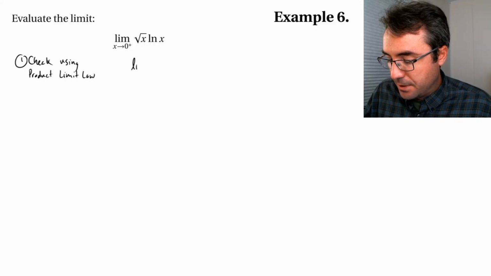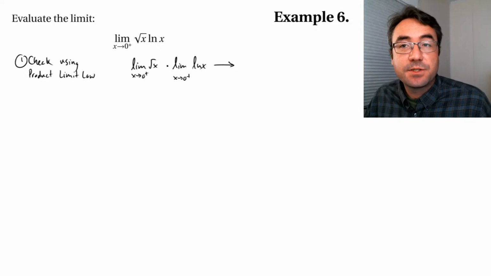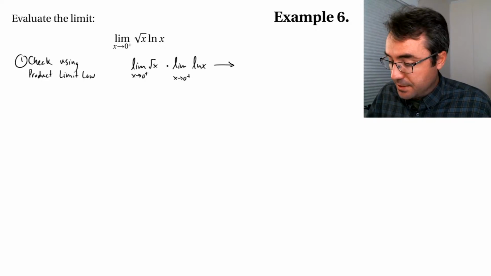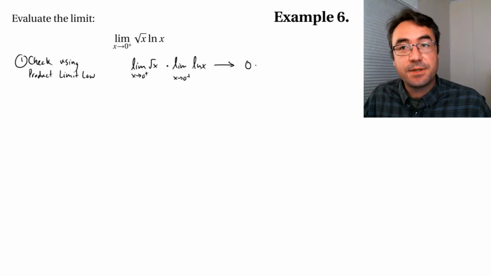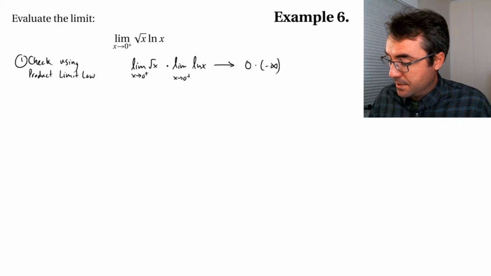So we're going to look at the limit of square root x as x approaches 0 from the right times the limit of natural log x as x approaches 0 from the right. And we know that the limit of square root x as x goes to 0 is 0. And we know the limit of natural log x as x goes to 0 is minus infinity. So this is indeterminate. We don't know what's happening.